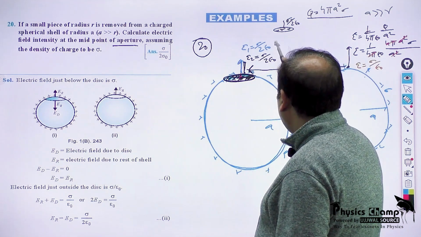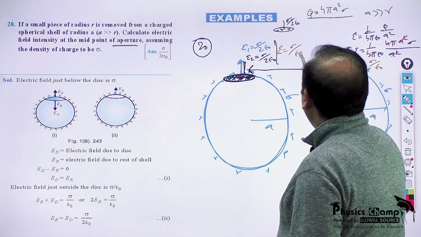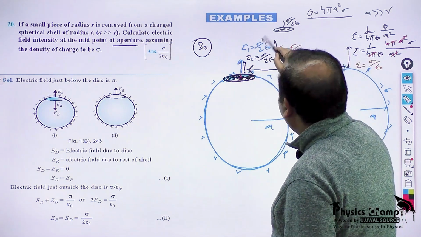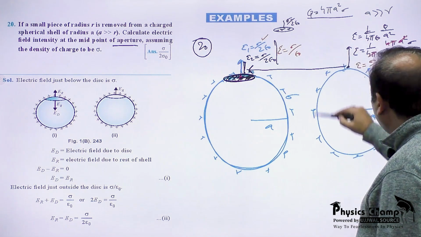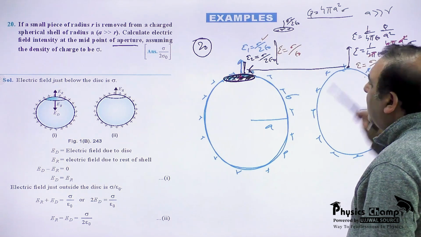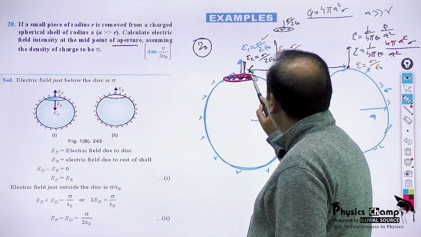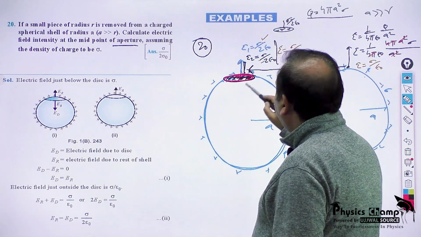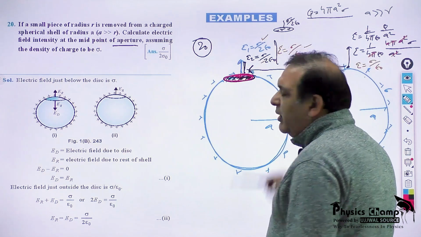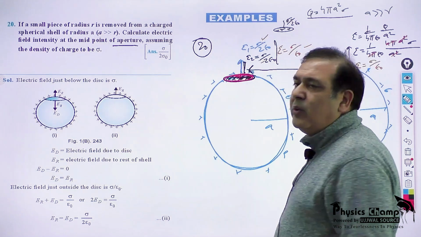And the total electric field here is what? Sigma by epsilon naught. It means the electric field due to the rest part is what? Sigma by 2 epsilon naught. So I think it is clear. Electric field due to the whole is sigma by epsilon naught. Electric field due to this sheet of charge will be sigma by 2 epsilon naught, and where the net electric field is sigma by epsilon naught, so electric field due to this rest part will be sigma by 2 epsilon naught.